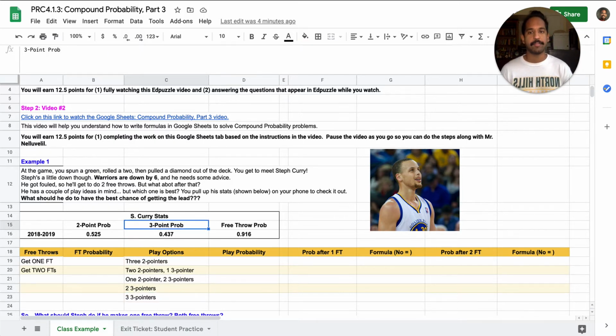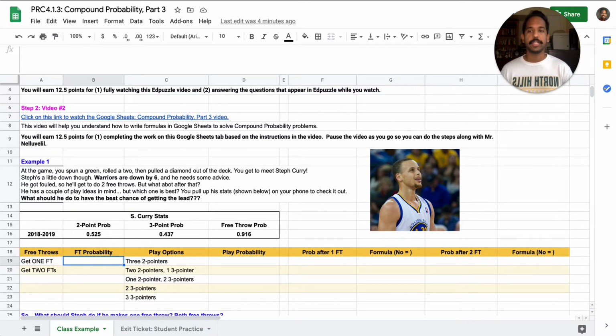And here we have the different probabilities for each of them. For a 2-pointer in 2018 to 2019, Steph's probability was 0.525. For a three-pointer, it was 0.5437, and for a free throw, it was 0.916. And so we want to calculate what is the most likely and best situation for Steph to recover the points and lead his team to victory.